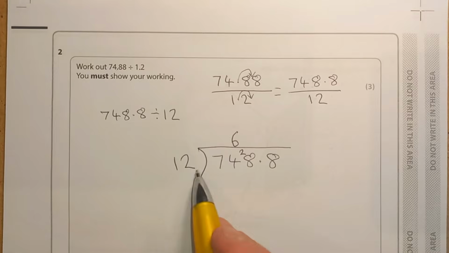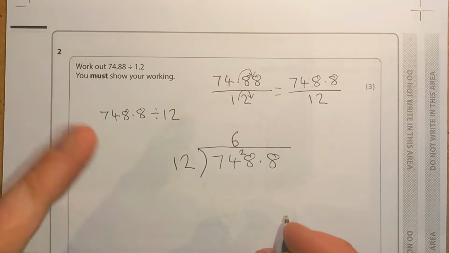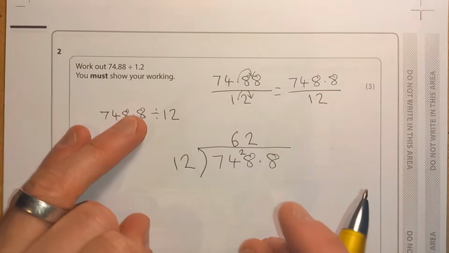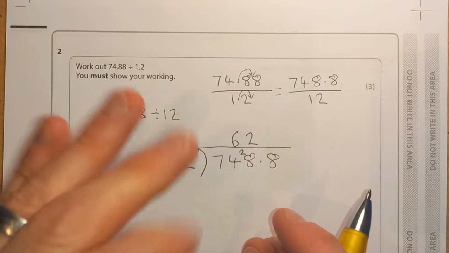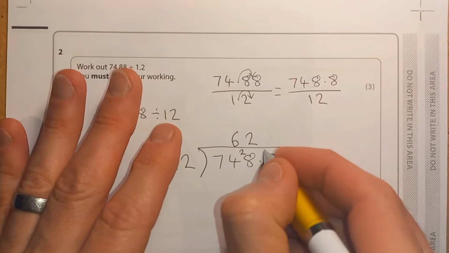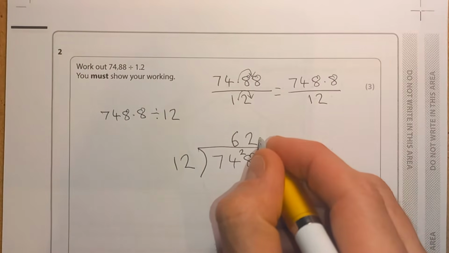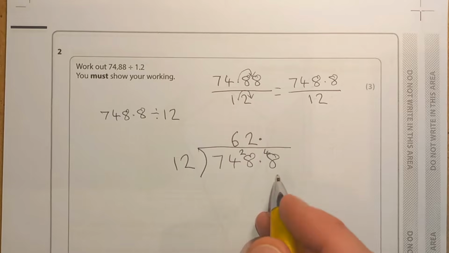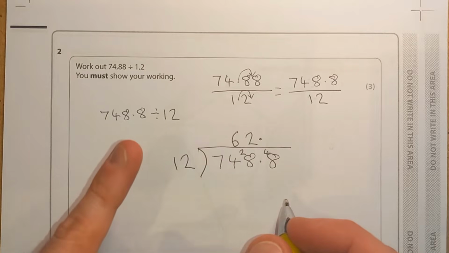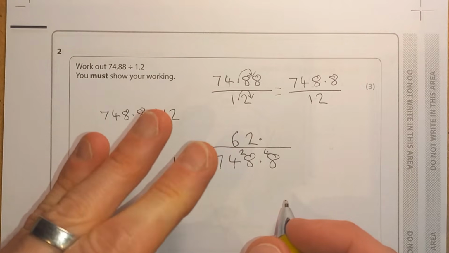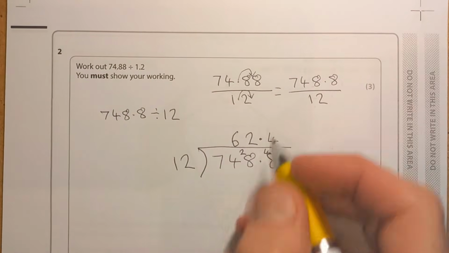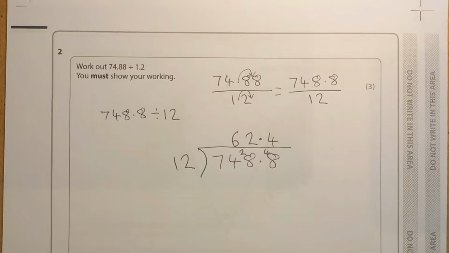So how many times does 12 go into 28? Well, 12, 24, so that's twice. And then 25, 26, 27, 28, so 4 left over. We'll put our decimal point in. So how many times does 12 go into 48? Well, 12, 24, 36, 48. That's exactly 4 times. So we've got an answer of 62.4.